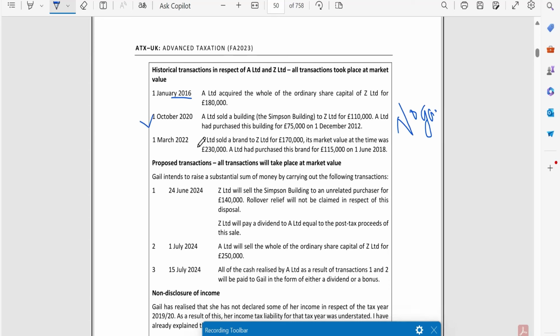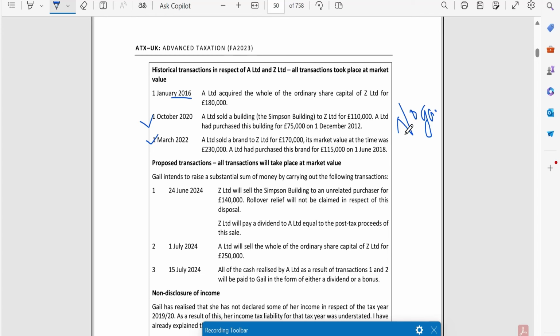And on 1st March 2012, A Ltd sold the brand to Z Ltd for 170,000. Its market value at the time was 200,000, and A Limited had purchased this brand for 150,000 in June 2018. This will also be a no gain, no loss transaction, not subject to CGT. But this asset will be transferred at the book value of A Limited, so that a tax neutral position will be applicable. I hope you remember the rules of intangible assets in case of a company.